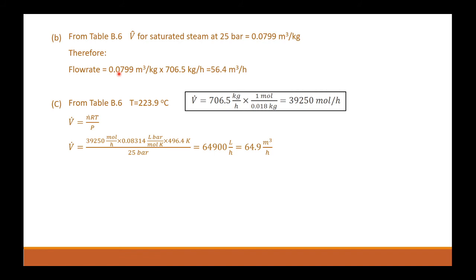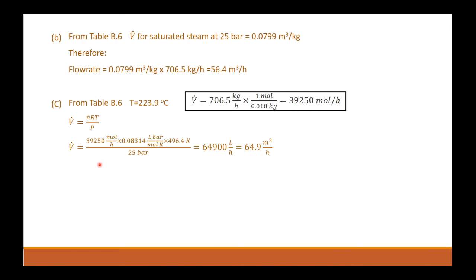So for part C, using table B.6 at temperature 223.9 degrees Celsius, we know that PV equals nRT, and we arrange it, we get our volumetric flow rate to be nRT over P. So V here, sorry, this should be n.